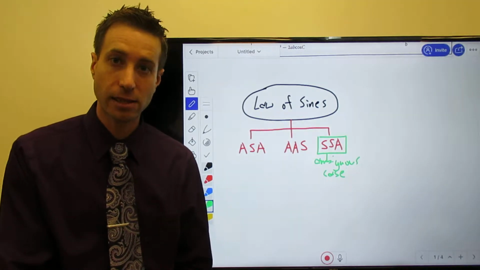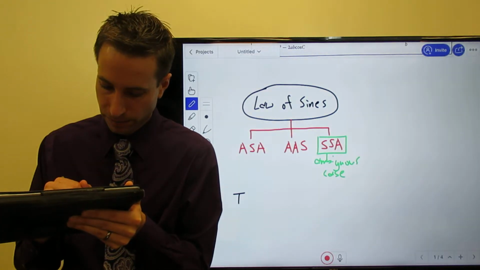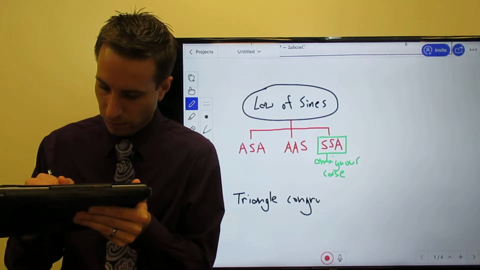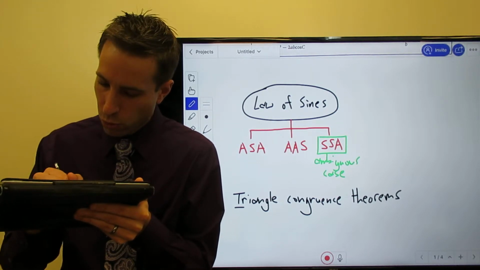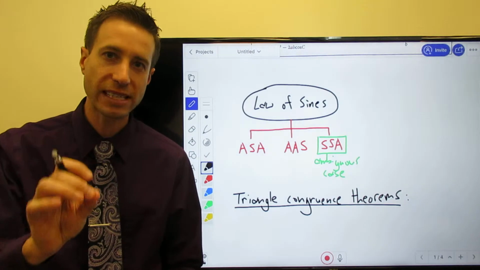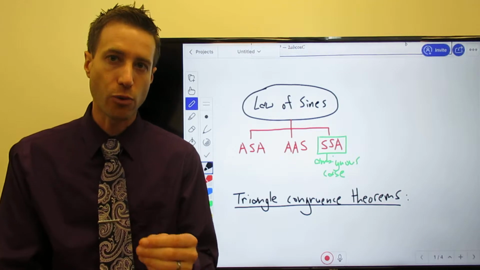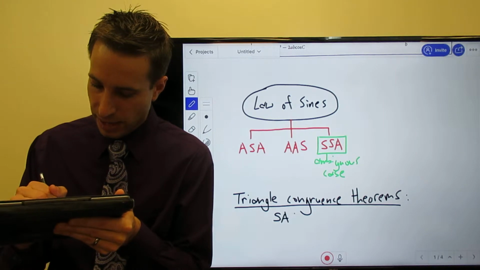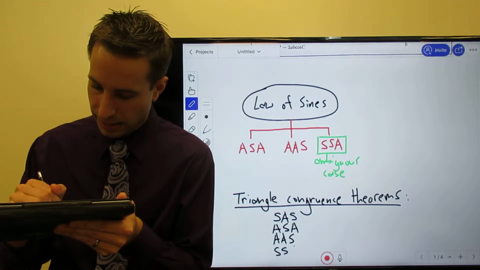But now here's the thing. Remember our list for the triangle congruence theorems? Now, again, we're not proving triangle congruence here. We're not proving that triangles are congruent. We're trying to solve non-right triangles. But the point is this. Remember, our list was side, angle, side; angle, side, angle; angle, angle, side; and side, side, side.